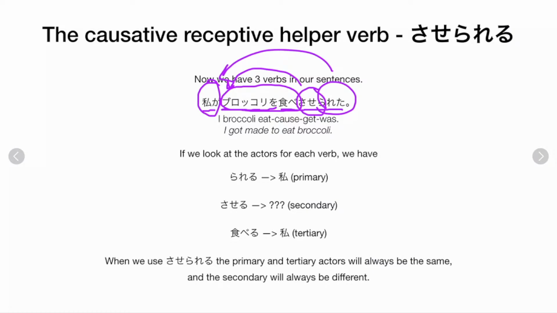Okay? So if we look at who is the actors for each of these, rareru is watashi, I got. Saseru, we don't know yet. Taberu also is watashi. Okay? I was made to eat broccoli. Whenever we use saserareru, the primary actor, which is who gets the action, and the tertiary actor, which is the person that does the action that is ultimately in the middle, are the same thing. And then who gives the action is different.